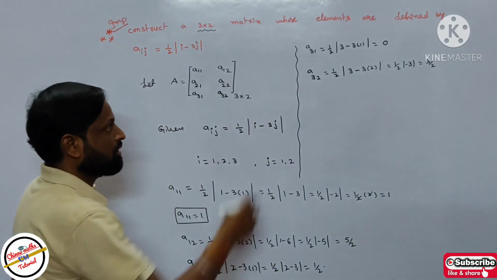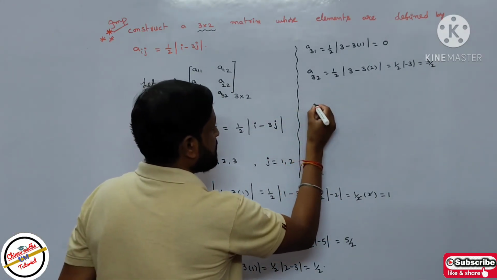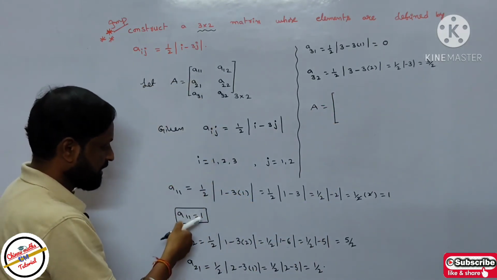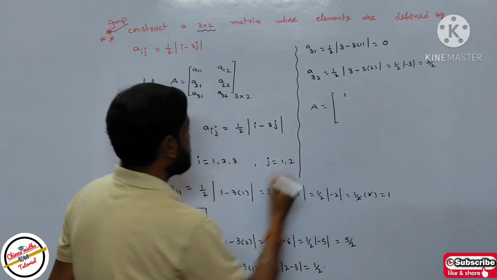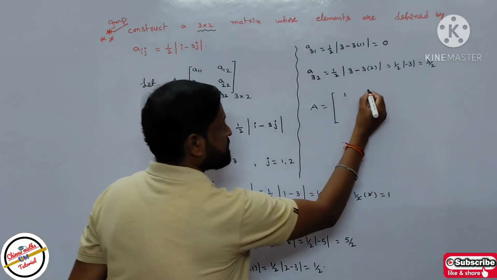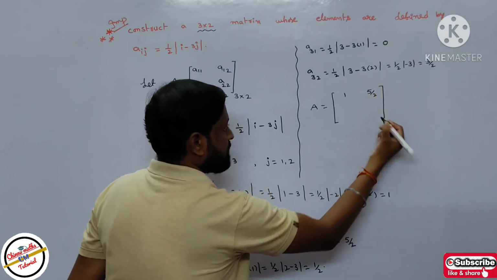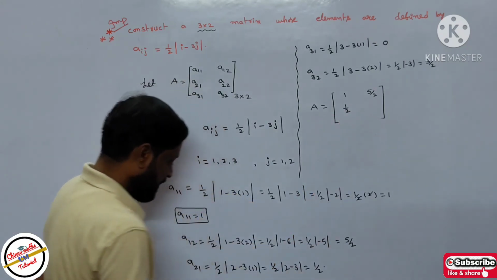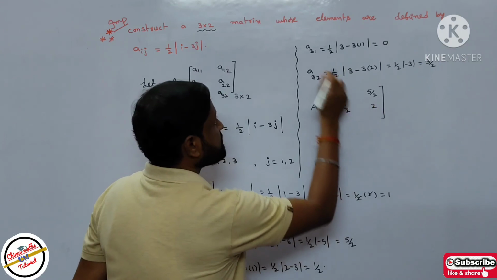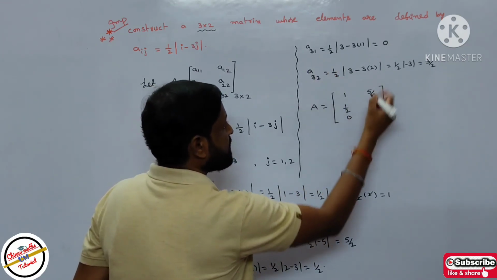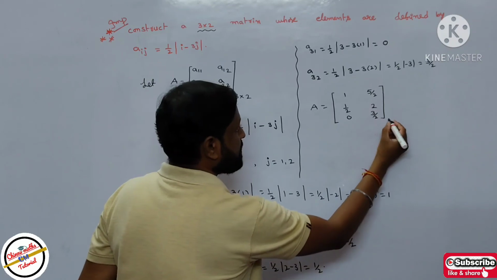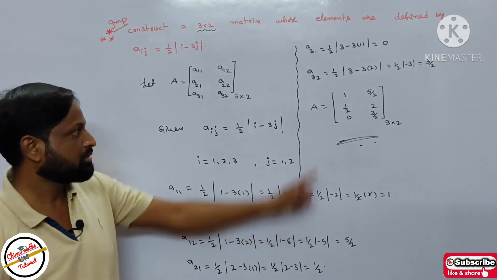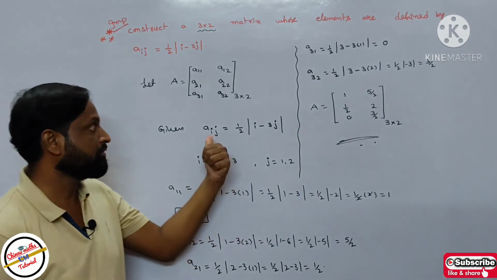These are the elements. Now substitute all elements in the matrix A. So matrix A has a11 equal to 1, a12 equal to 5 by 2, a21 equal to 1 by 2, a22 equal to 2, a31 equal to 0 and a32 equal to 3 by 2. The order of the matrix is 3 by 2. So this is our required matrix A. It is very very important.